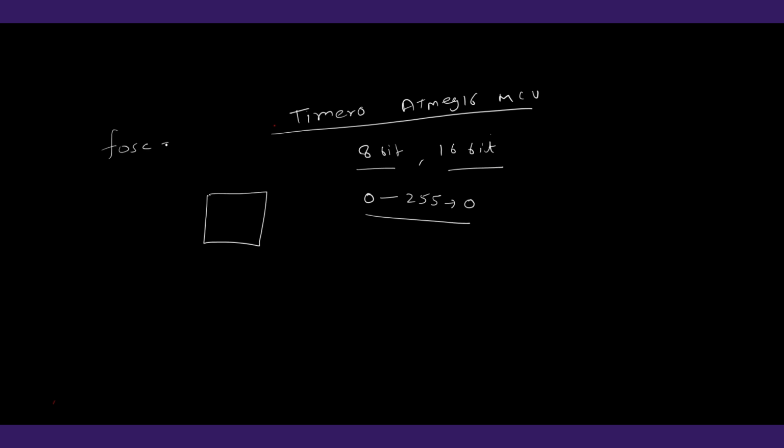So F oscillator, let's say F oscillator is equal to 8 megahertz, and then it is divided by some prescaler that we can configure, and then this clock is applied to the timer, and the count value is stored in a register which is called TCNT0.